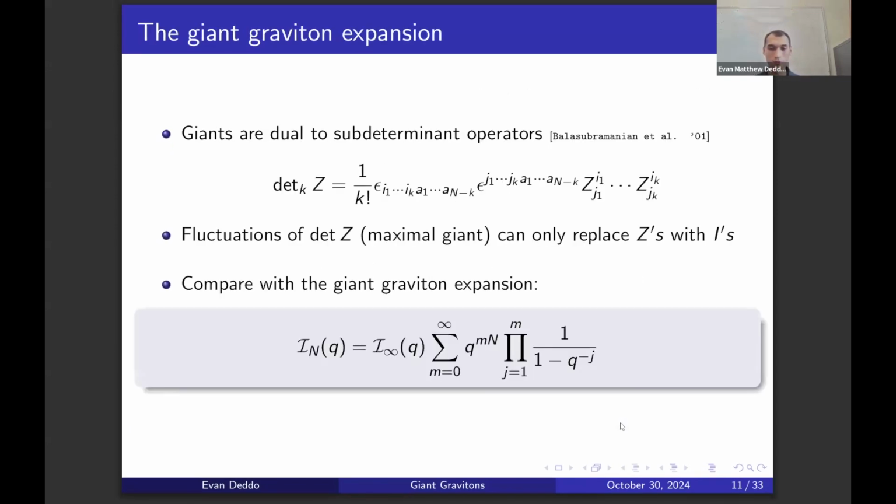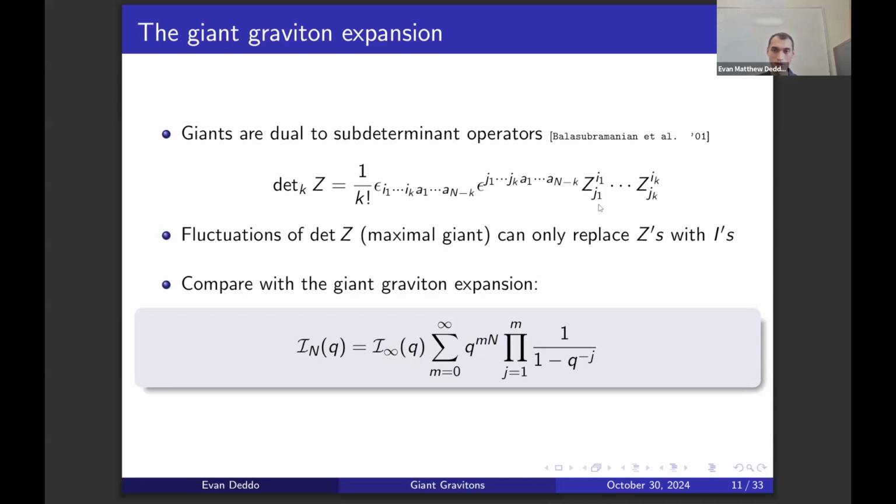So now we can consider interpreting this giant graviton expansion. In order to match this back with field theory, we need to know what giants are dual to. This was shown more than 20 years ago: giants cannot be dual to usual multi-trace operators. They're in fact dual to these subdeterminant operators.